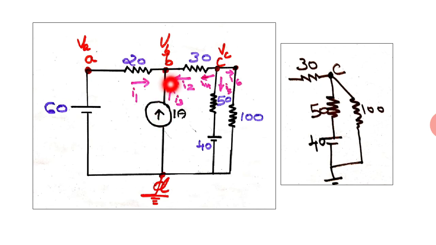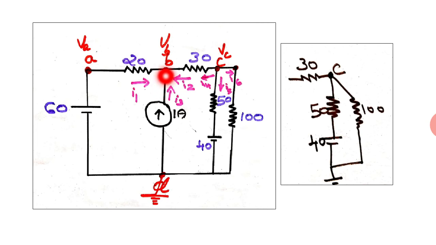Since it is a current source, the current through this branch, I3, is 1 ampere itself. I1 and I2 we have assumed. Current is V by R, so I1 is VA minus VB by 20. I2 is flowing in this direction, so I2 is VC minus VB by 30. These are the currents I1, I2 and I3.